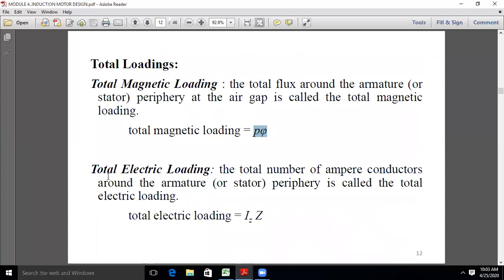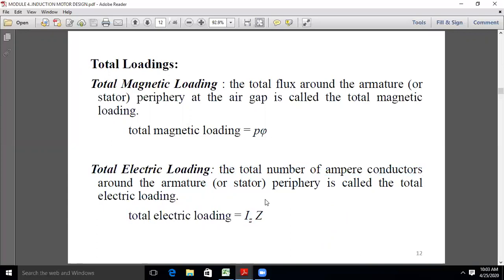Now, what is the total electric loading? It is nothing but the total number of ampere conductors around the armature or stator periphery. So it is I Z, that is I times Z.